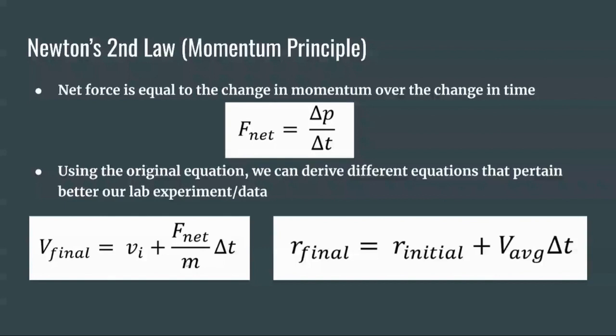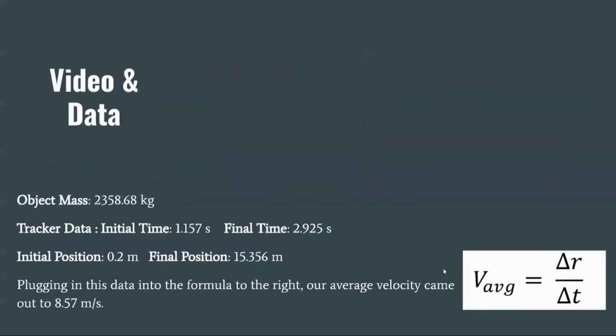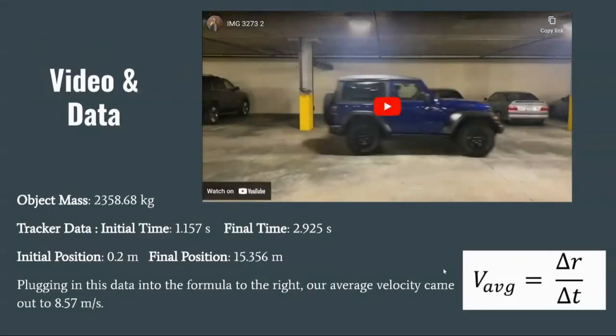What is Newton's second law, or the momentum principle? That is the definition: net force is equal to the change in momentum over the change in time. We have our equation here. Using this, we could derive some more. Final velocity is equal to initial velocity plus net force over mass times change in time. Final position equals initial position plus average velocity times change in time. And you'll see those being used here in a little bit.